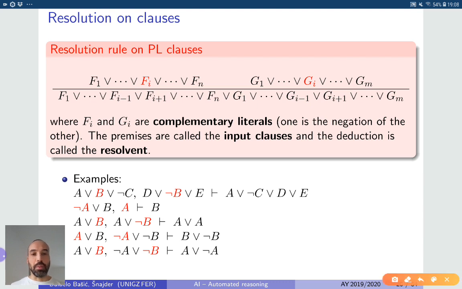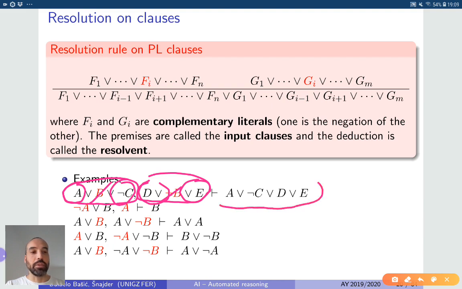Let's look at a couple of examples. The first example, this is my first input clause, this is my second input clause. What I can do here with the resolution rule, I can resolve or cancel the B and not B literals. The other way of saying this is I'm resolving on the B atoms or literals. And what I end up with is A, not C from the first clause, and D or A from the second one. And if I put them together, that's my result. Okay, so that's the first example.